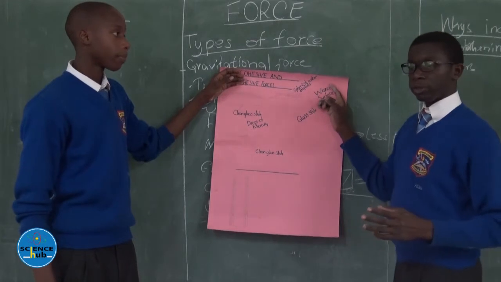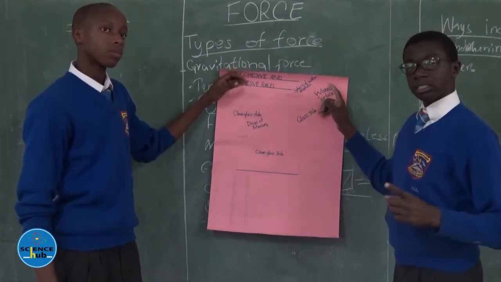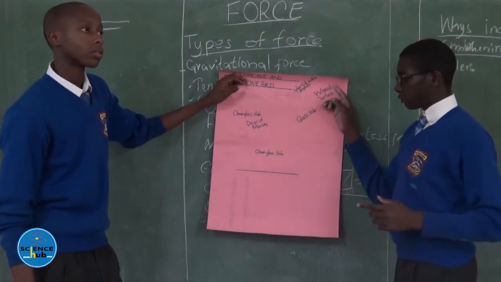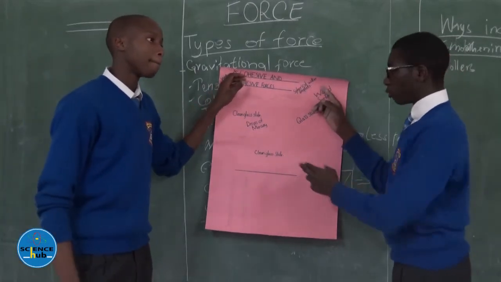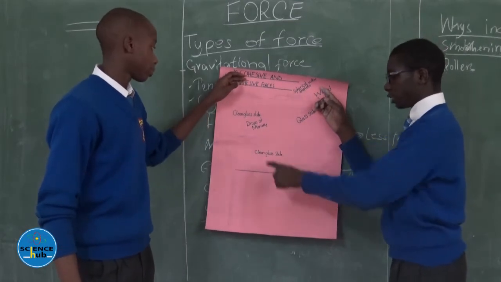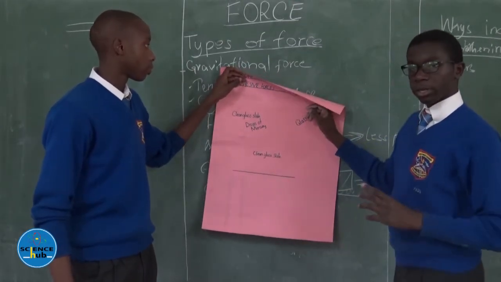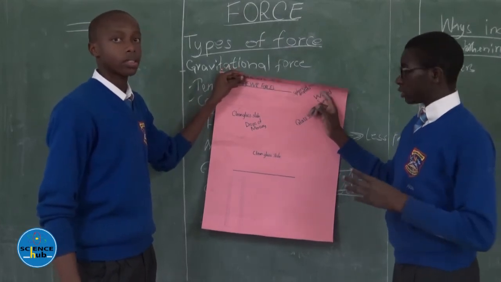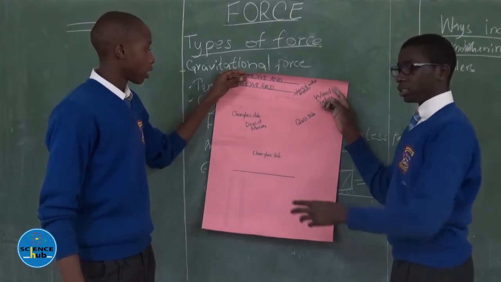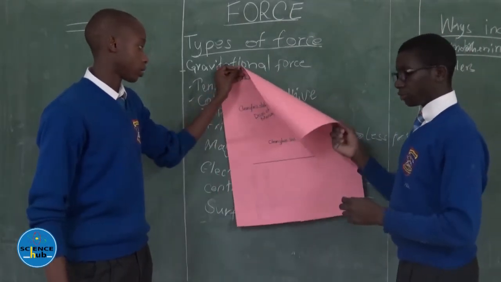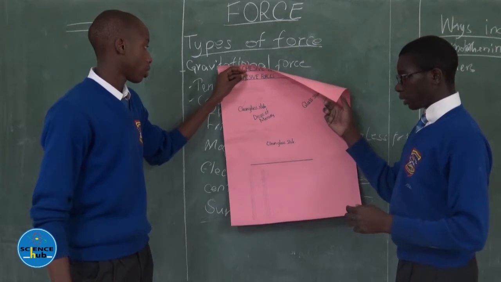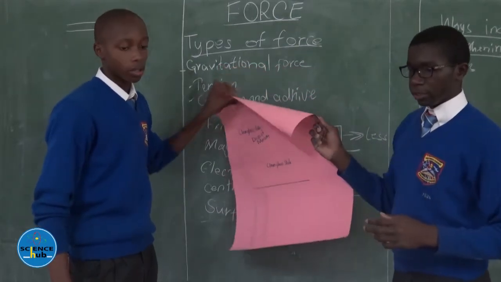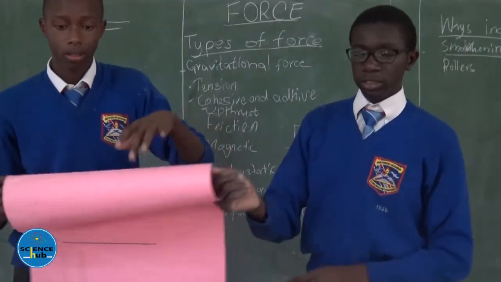A similar experiment that you can use is using mercury on a glass surface. Mercury has higher cohesive force than adhesive force. When you pour mercury on the glass surface, the mercury forms circular balls. This is because the adhesive force is low, and the cohesive force between the mercury molecules is high.